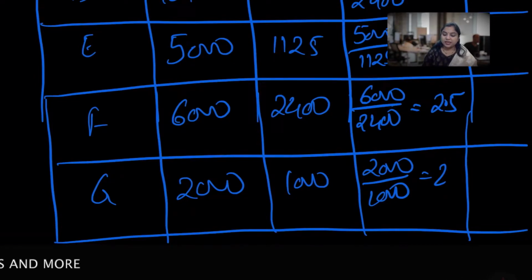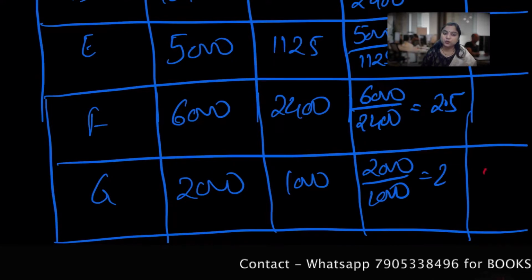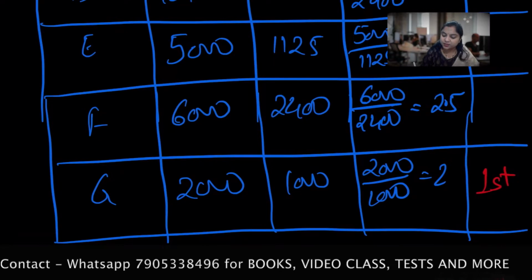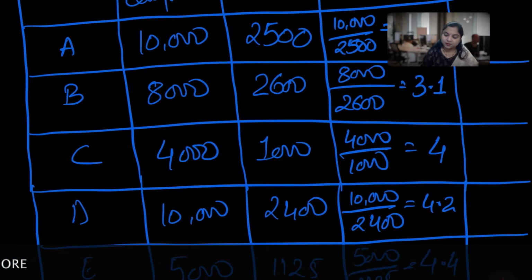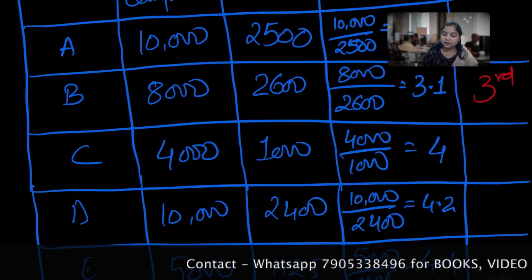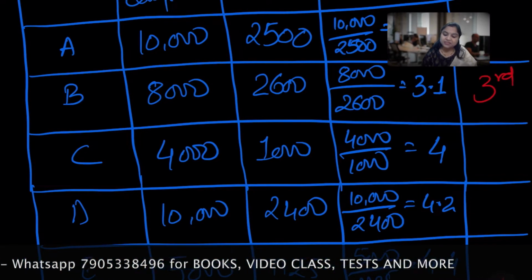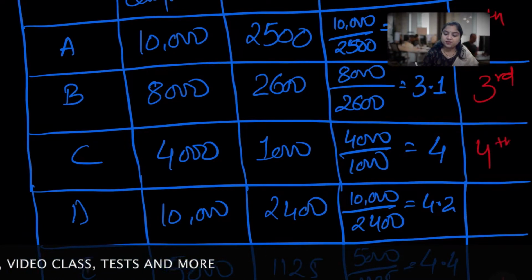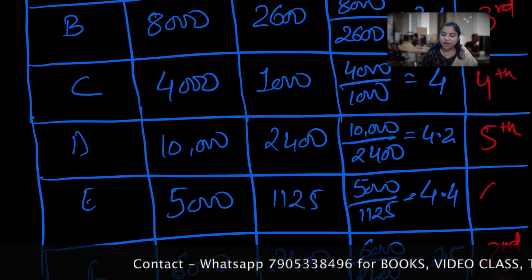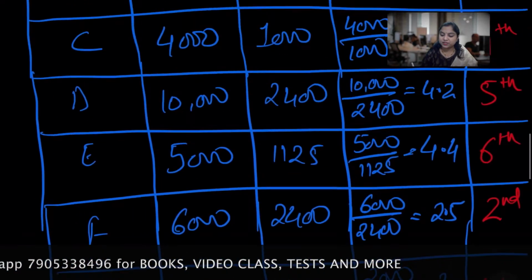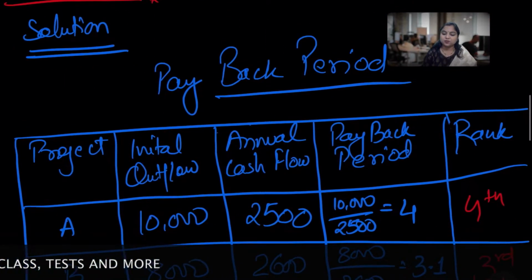Okay, so in this case we can see project G is reverting in 2 years, so we can rank it first. Project F, 2.5, we can mark as second. Then we have project B, 3.1, we can mark as third. And for projects A and C, both are tied, so we give them an equal weight of fourth and fourth. Next, project D we have 4.2 with the fifth rank, and project E is 4.4 with the sixth rank. In this way we have to rank it.